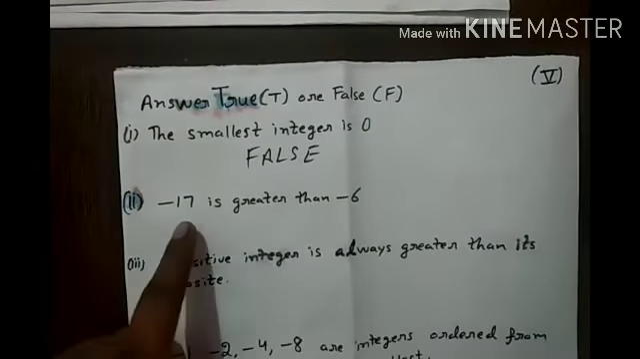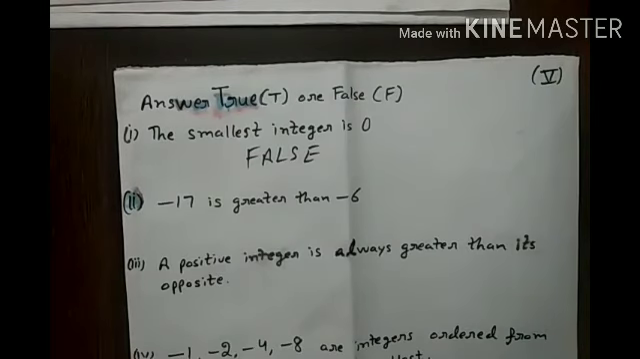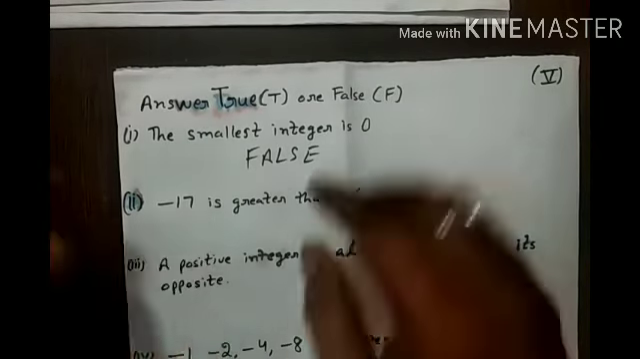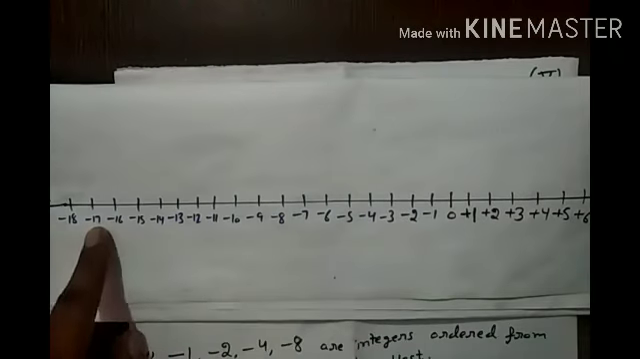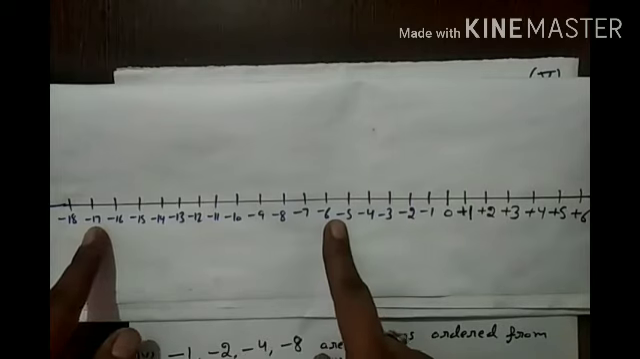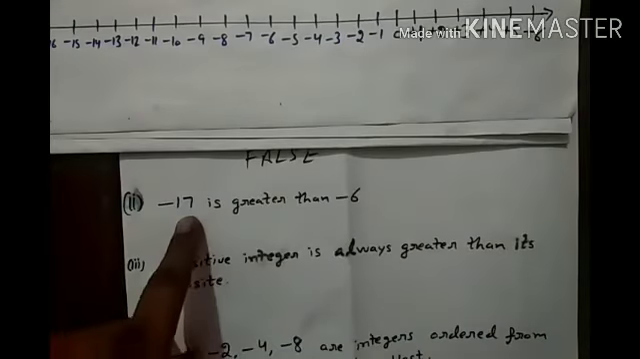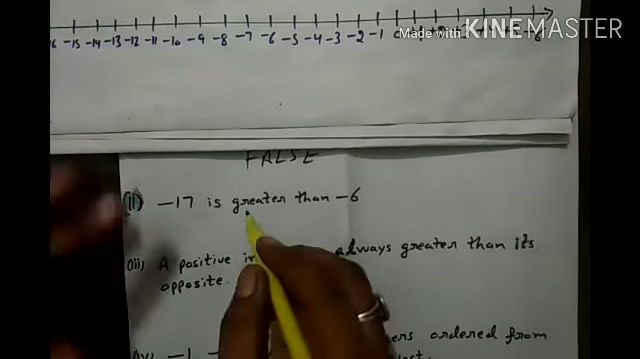The second statement is minus 17 is greater than minus 6. Now we know the number which is on the right hand side is always greater. Let us check the position of minus 17 and minus 6 on the number line. Here you will see this is minus 17 and this is minus 6. You can see which is on the right hand side. The minus 6 is on the right hand side and the minus 17 is on the left hand side. So minus 6 is greater. But here what is given? Minus 17 is greater. So it is again false.